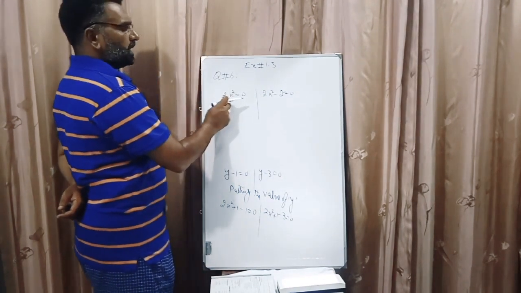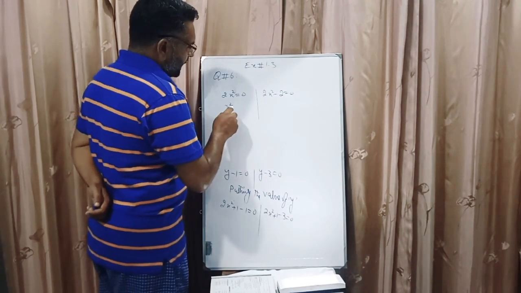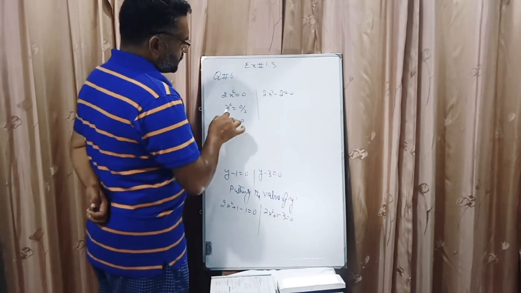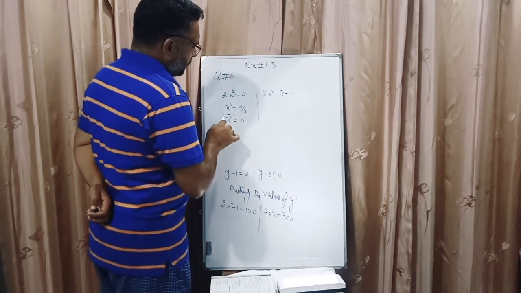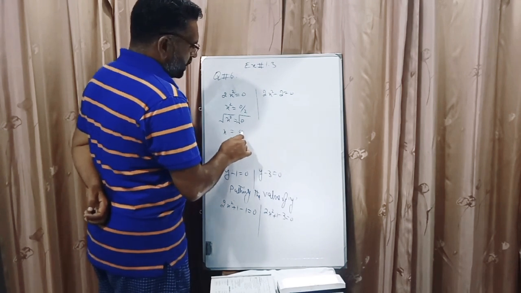This 2 is multiplying with x². When we transfer it to the other side, it will divide, and we will get x² = 0 over 2, which means 0. And when we take the square root of x², we have to take the square root on both sides, and x will be equal to 0.